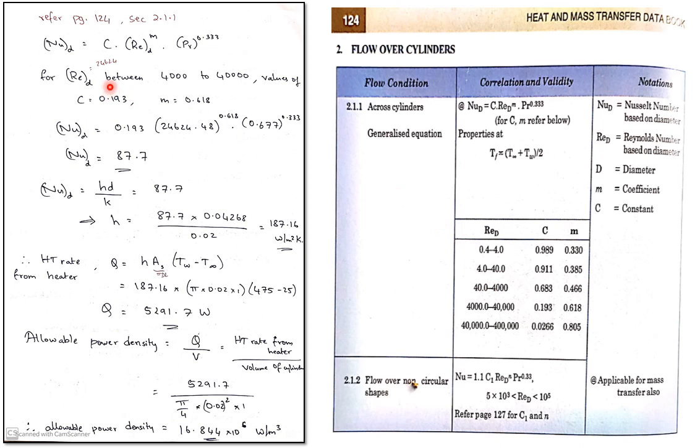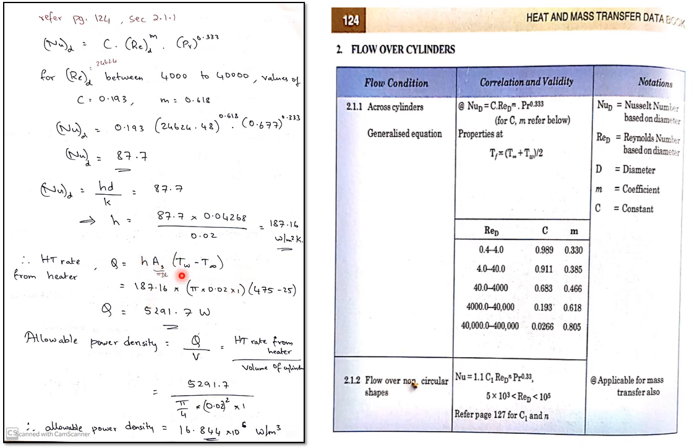How much did we get? Reynolds number is 24624. It lies between 4000 and 40,000, hence we need to take the value of C as 0.193 and M as 0.618. If you substitute back the values of the constants, we get the Nusselt number as 87.7. Next step is to find the average heat transfer coefficient. From the equation hD by k, you will get the value of h, that is 187.16 watts per meter square Kelvin.